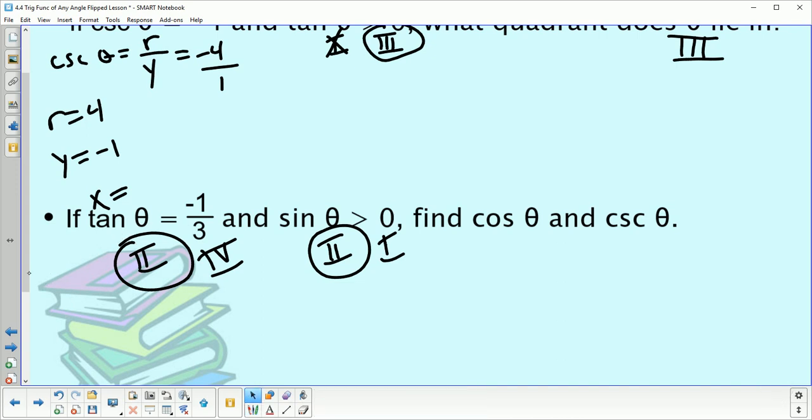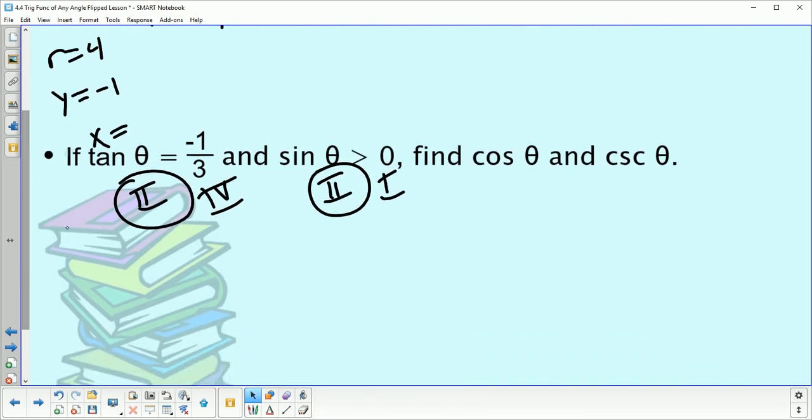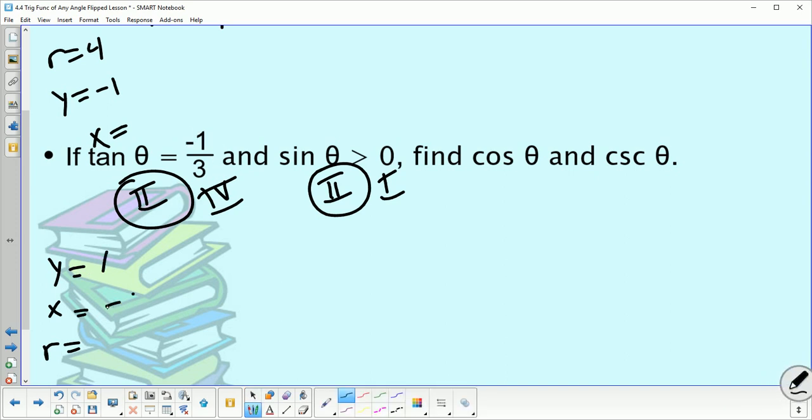Okay, now taking this one step further, so we know that in quadrant 2, tangent again is going to be y over x. So we don't know r. In quadrant 2, x is negative and y is positive. So that actually tells us that y is not the -1. y is going to be +1. x is going to be a -3. And so we have to figure out r. We're going to do that by saying 1 squared plus 3 squared is going to give us 10, and so r would be the square root of 10.